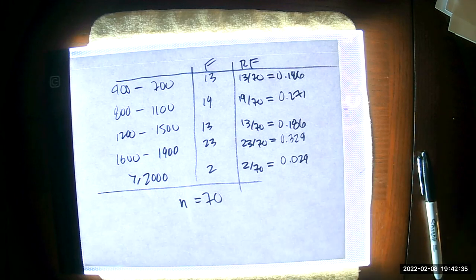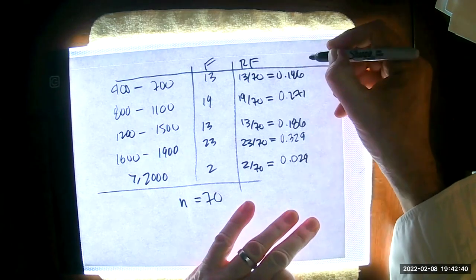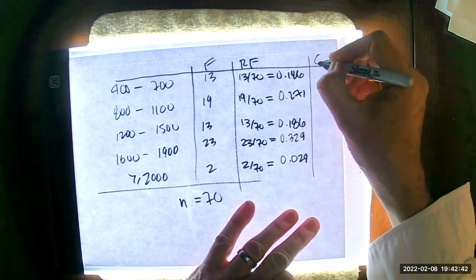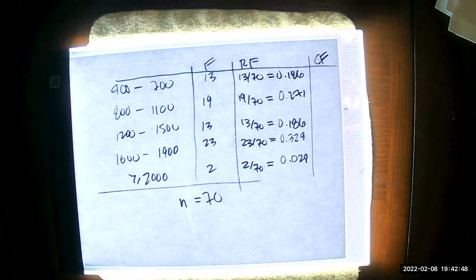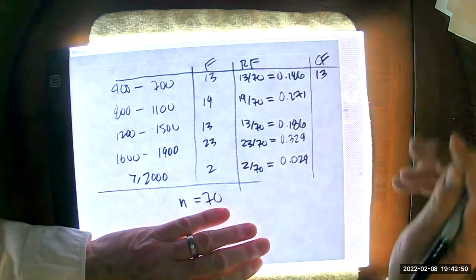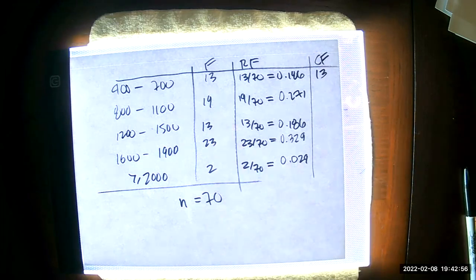Now, the last one up is what is called the cumulative frequency distribution. And that is the running total. It starts with the total in the first class. Then I'm going to add the second frequency in there. So I start with the 13. Then I'll add 19, and I get 32.